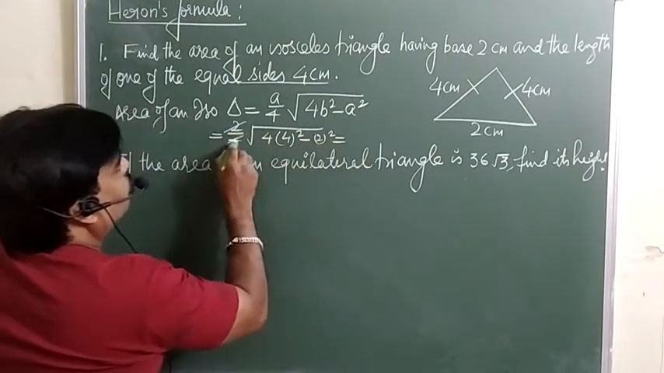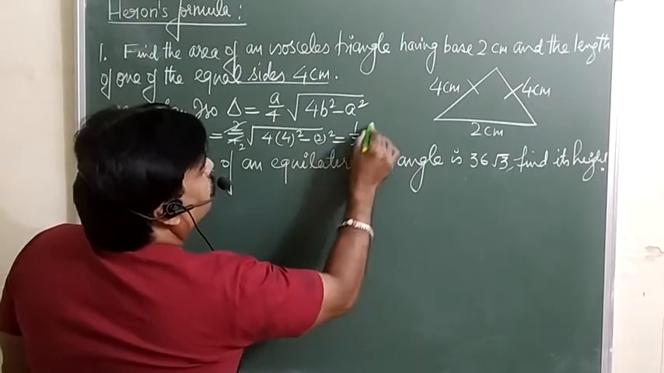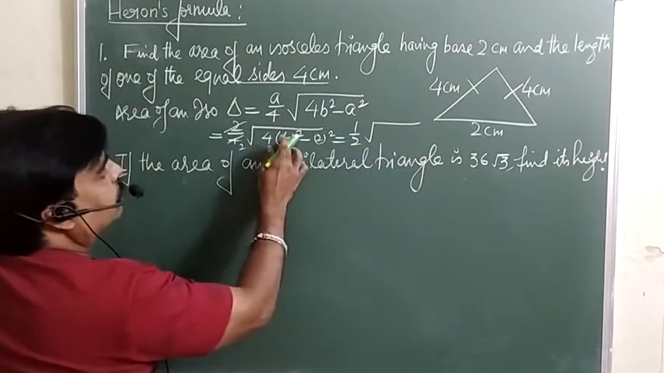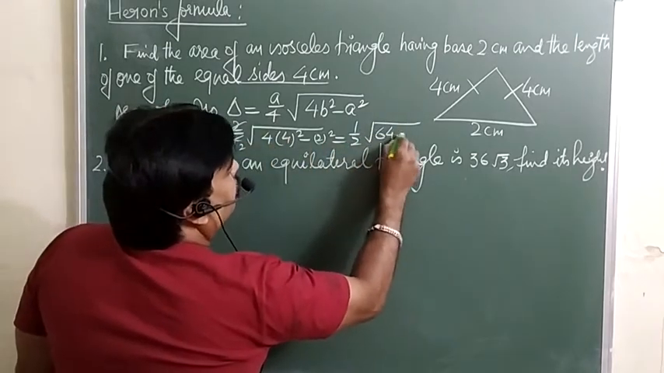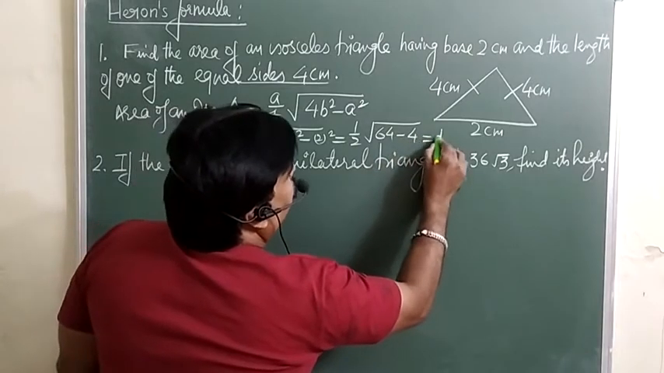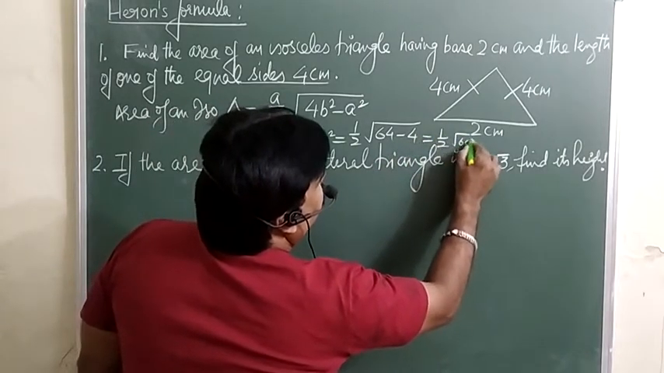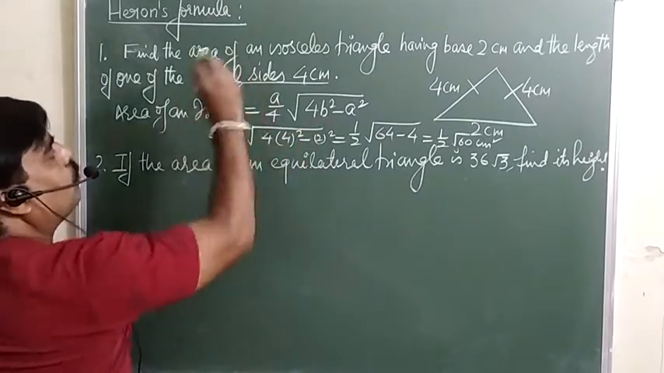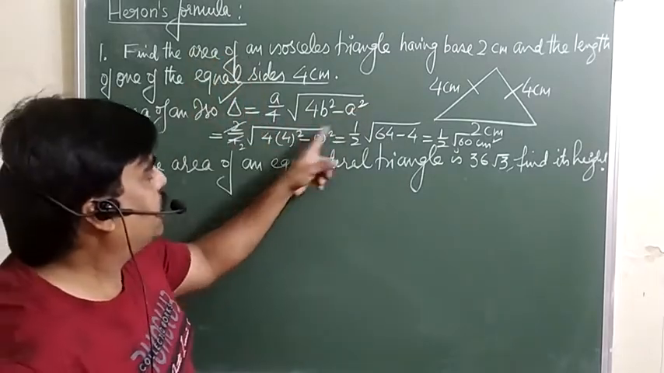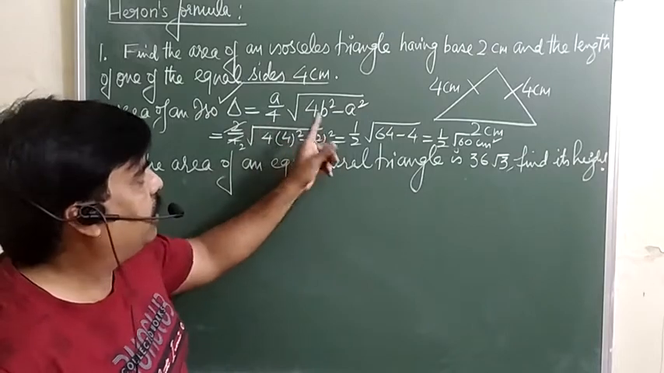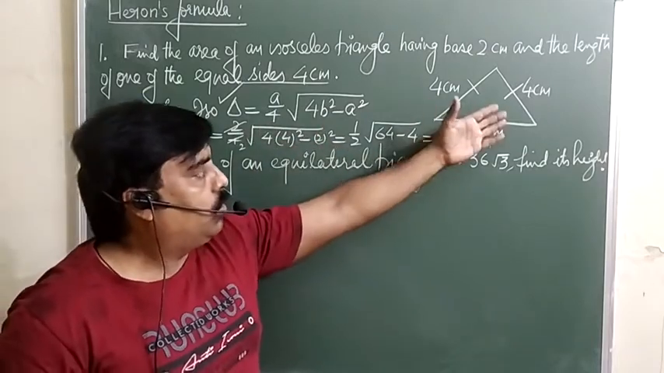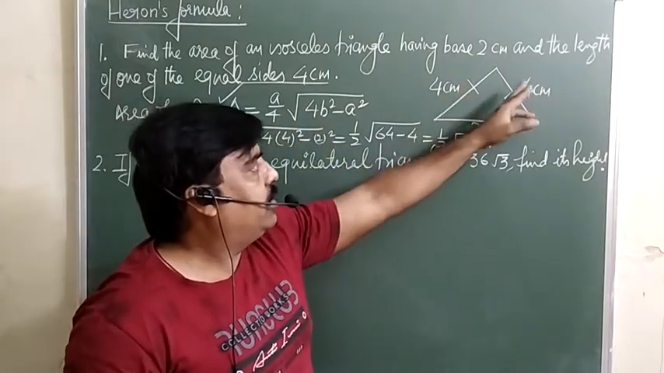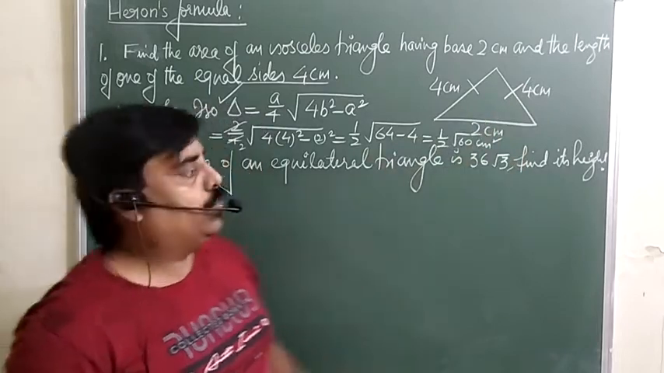Solve this one. 2 by 4, so this is 1 over 2 under root. You can solve this one. 64 minus 4, so this is 1 over 2 under root 60 centimeter square. So by directly applying this formula, area of an isosceles triangle, इसको हम direct apply करके you can find out the area of this one, or you can take this as A, this as B and C. That is also you can do.